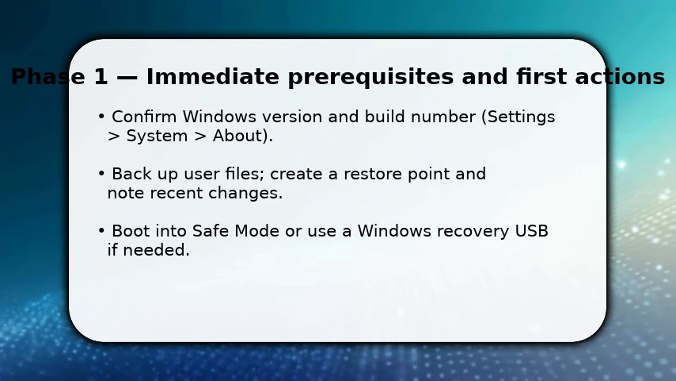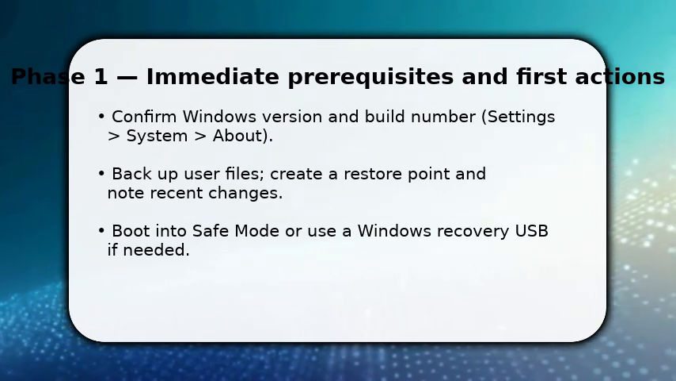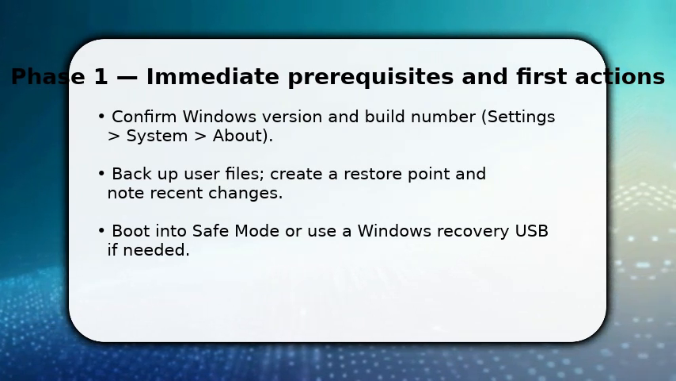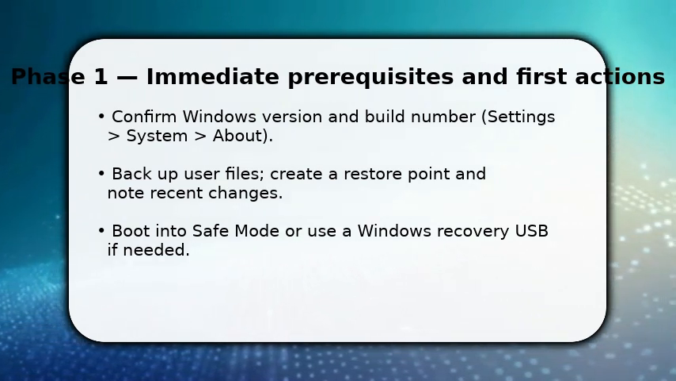You start by confirming your Windows version and build. This matters because steps differ between releases. Once you have that, back up critical files and create a restore point so you can undo changes.